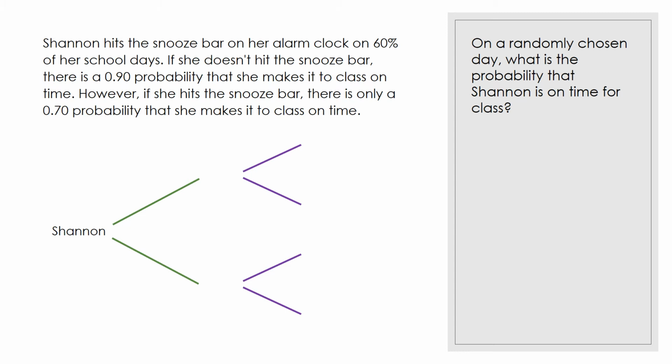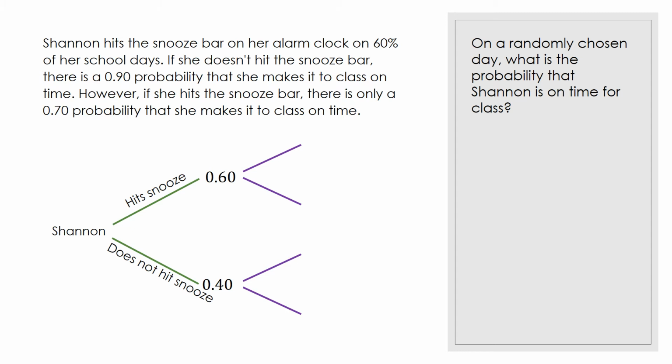So Shannon hits the snooze bar on her alarm clock on 60% of her school days. So we know that she's going to either hit the snooze, and that's going to be a 60% chance. What's the other possible outcome? She doesn't hit the snooze. And if there's a 60% chance that she hits the snooze, that must mean there's a 40% chance that she does not hit the snooze, just by using the complement rule.